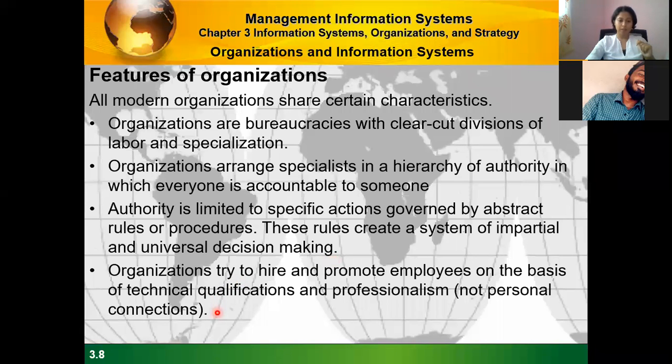Organization, the fourth feature is here. What the point says is organizations always try to hire and promote employees based on their technical qualifications, maybe different skills that they possess, certain professional qualifications that they possess, and not based on personal connections. So I hand it over to you to decide how true that is.